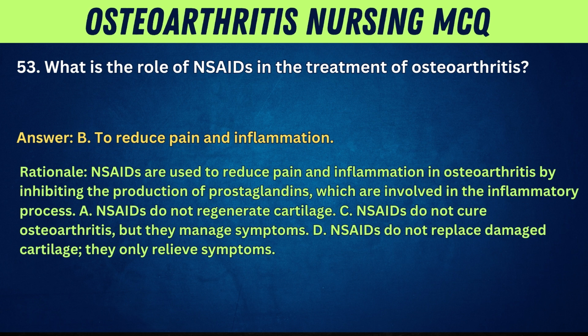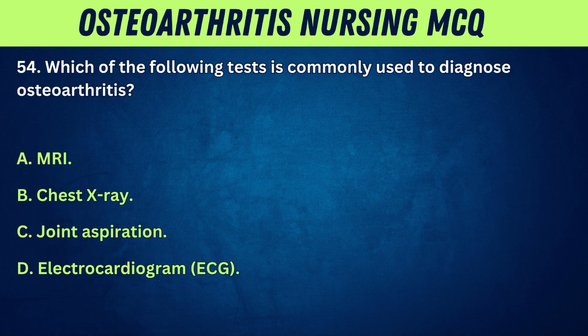Rationale: NSAIDs are used to reduce pain and inflammation in osteoarthritis by inhibiting the production of prostaglandins, which are involved in the inflammatory process. A. NSAIDs do not regenerate cartilage. C. NSAIDs do not cure osteoarthritis, but they manage symptoms. D. NSAIDs do not replace damaged cartilage. They only relieve symptoms.